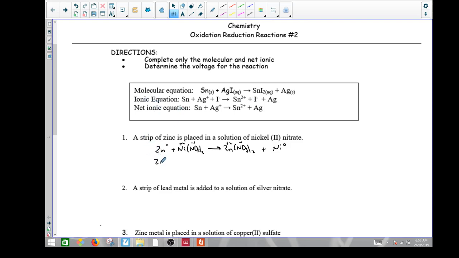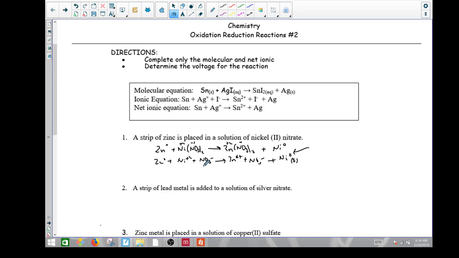Okay, so we've got zinc metal plus nickel 2+ plus NO3- goes to zinc 2+, and then plus NO3- plus nickel metal. Anything that's a metal, like no charge here, will be a solid. It has no charge, so it has no way of attracting to the solvent.